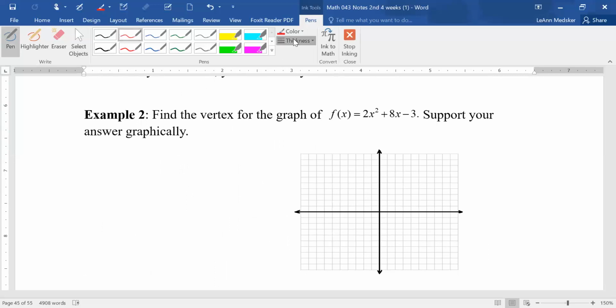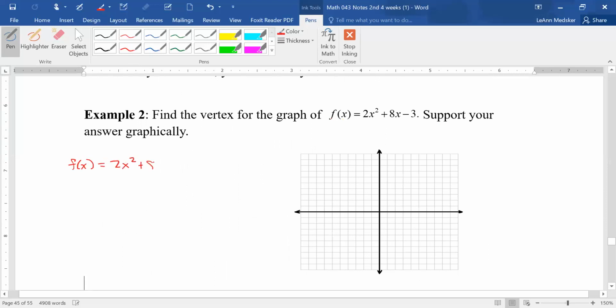So we're going to find the vertex of the graph of this function and support our answer graphically. So we're going to show that it is actually correctly graphed. So let me write my function down. f of x equals 2x squared plus 8x minus 3. So we want to do x equals -b over 2a, which would be -8 over 2 times 2. So this is -8 divided by 4, which is -2. To find our y-coordinate, we have to put -2 into the function.